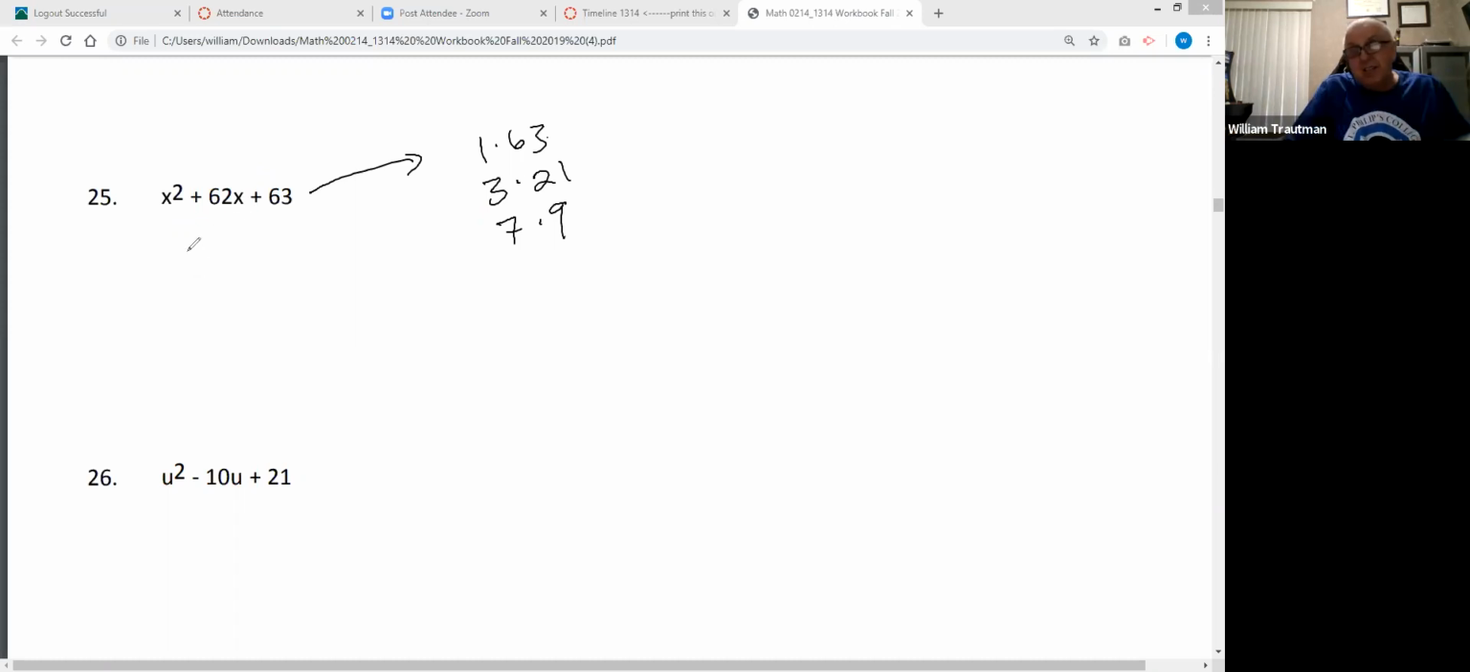Boy, they're really trying to trick you. I want you to know this. All right, so I'm going to erase the multiplications. And which one adds or subtracts to equal the middle term, a positive 62? How do I get a positive 62?